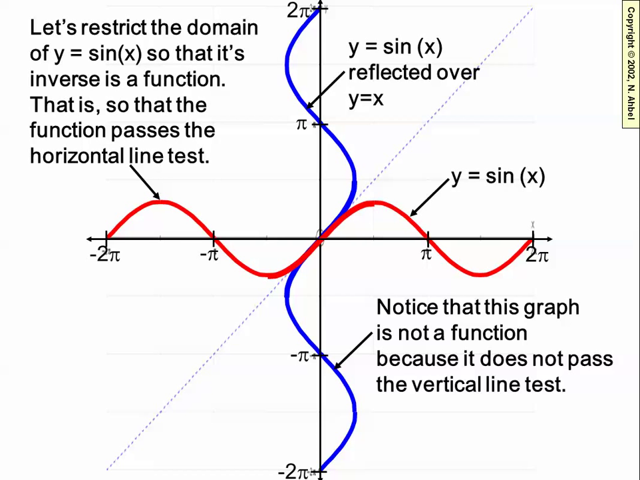So let's restrict the domain of y equals the sine of x so that its inverse is a function. That is, so that the function passes the horizontal line test. That is to say, red currently passes the vertical line test, but we need the red graph to also pass the horizontal line test. If it does, then when it's reflected over the line y equals x, blue will pass both the vertical and horizontal line test. So that's what we're after.